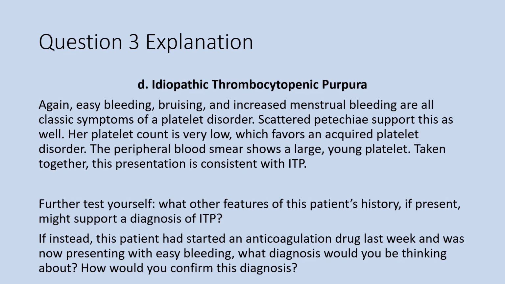And to further test yourself, what other features of this patient's history, if present, might support a diagnosis of ITP? And if instead this patient had started an anticoagulation drug last week and was now presenting with easy bleeding, what diagnosis would you be thinking about, and how would you confirm that?